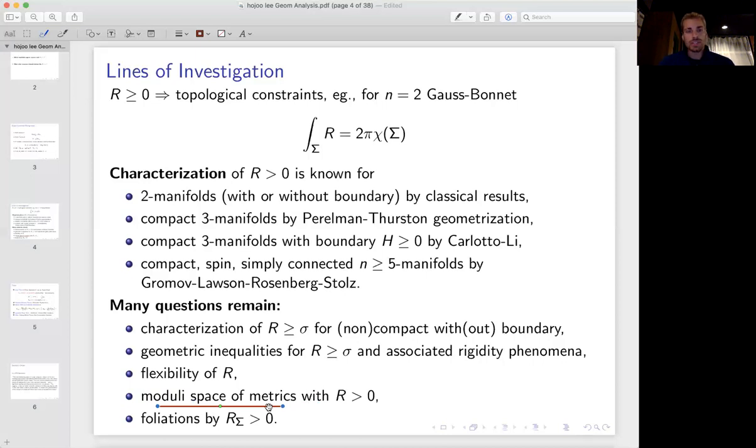The question of what does the space of PSC metrics look like as a topological space? What's its homotopy type, etc. So that's very interesting, often very difficult to prove results in this way, but there are some fundamental results in Ricci flow recently that appeared by Marques, by Carlotto and Lee, by Kleiner and Bamler, by various other people, and then the question of also which manifolds admit foliations by leaves which have PSC. That's another question you could ask.